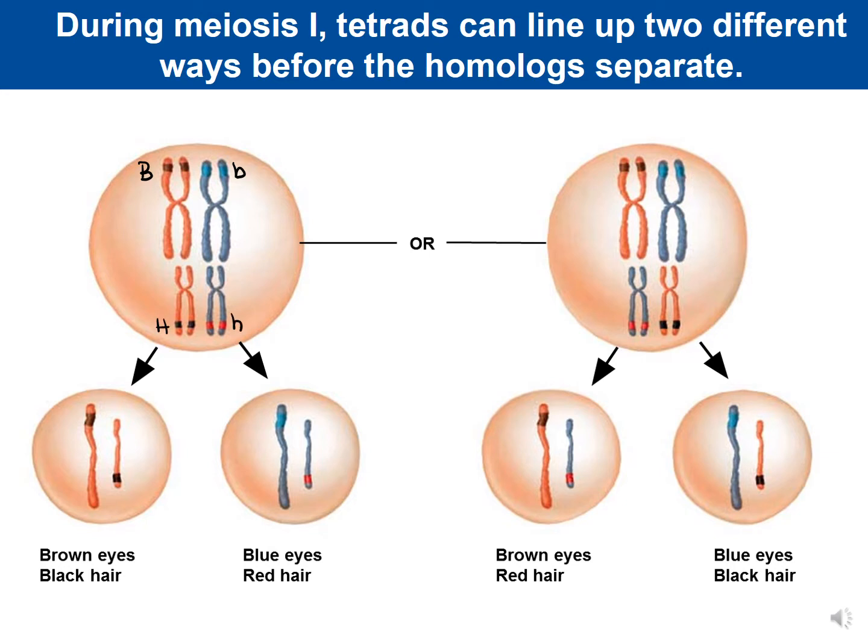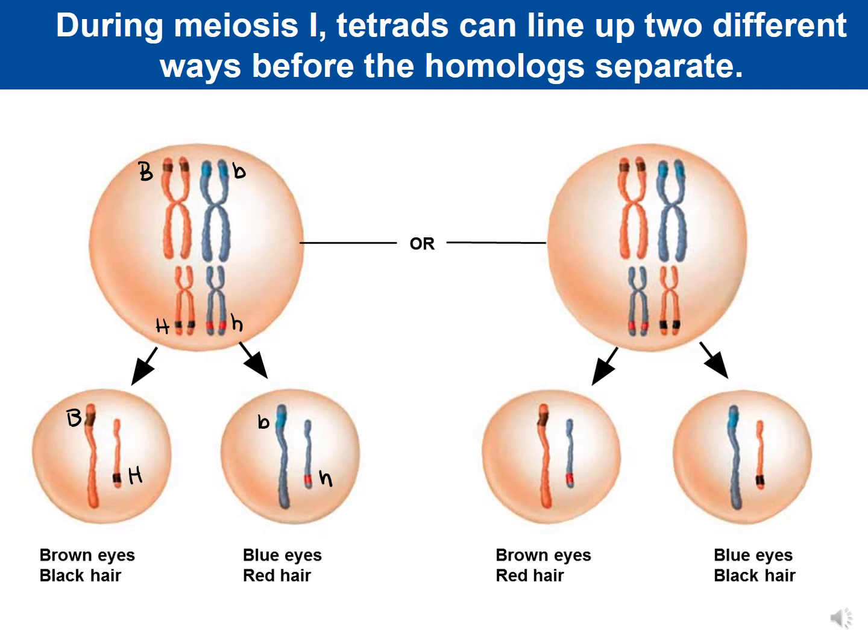And so when they go through meiosis, homologous pairs are going to split, and then sister chromatids are going to split. And so you end up with a gamete that has the brown-eyed gene and the black hair gene. Or this gamete can have blue eyes and red hair, so little b and little h. So those are two different gametes that can form.